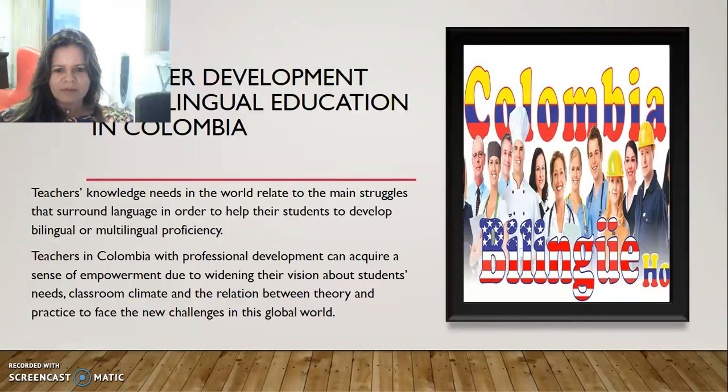A teacher in Colombia with professional development can acquire a sense of empowerment due to the wide vision about student needs, classroom climate, and the relation between theory and practice to face the new challenge in the global world.